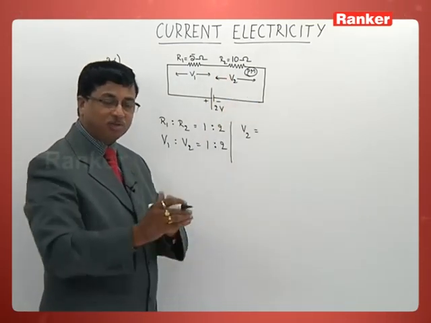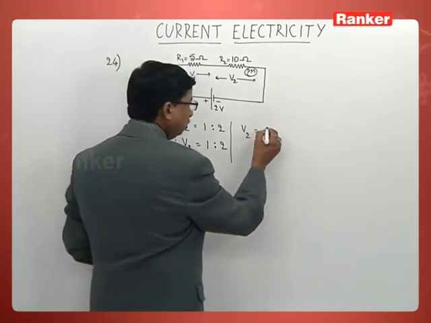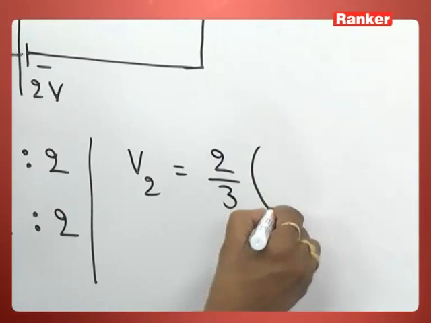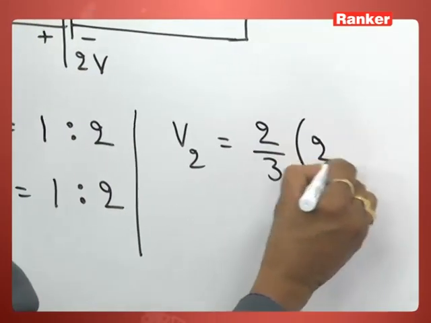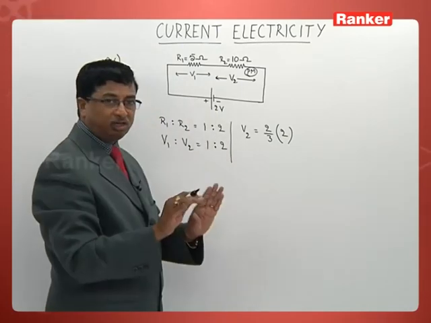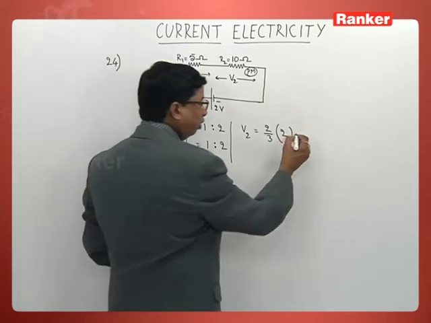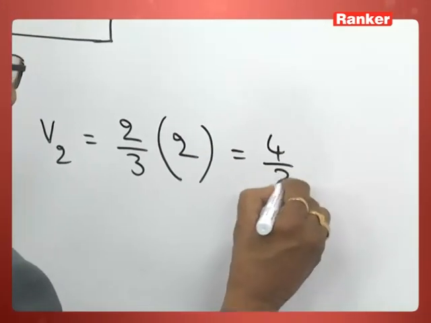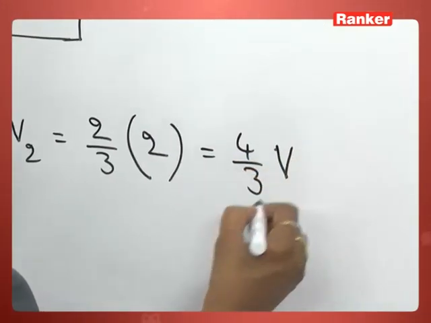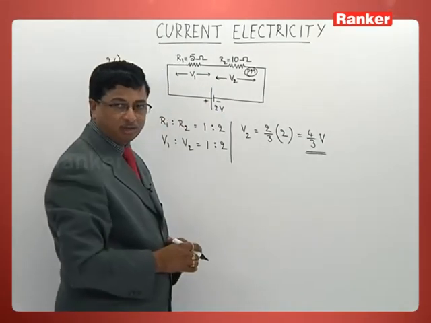You should allocate that much of value. What do you mean by that? V2 becomes 2/3 of the applied voltage. What is applied voltage over here? It is 2 volt, very clearly it is mentioned. So 2/3 of 2, then how much it will now be? 4/3 volt. That is the PD across the potentiometer wire.